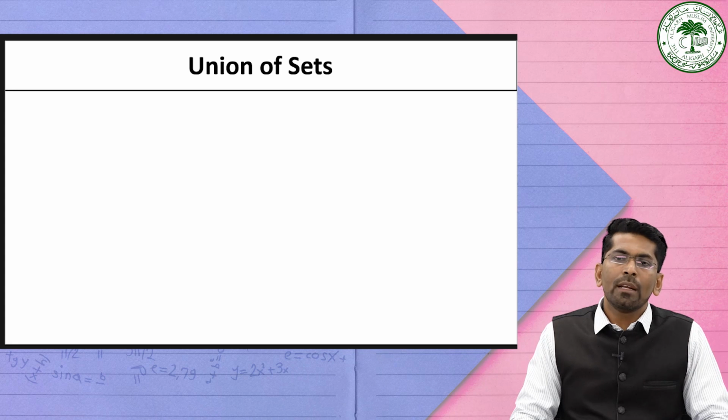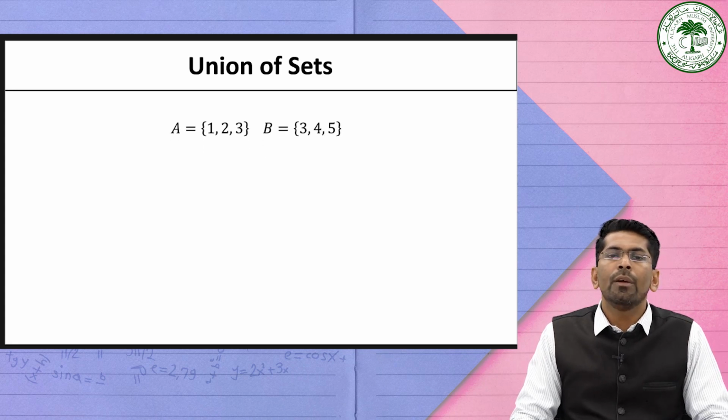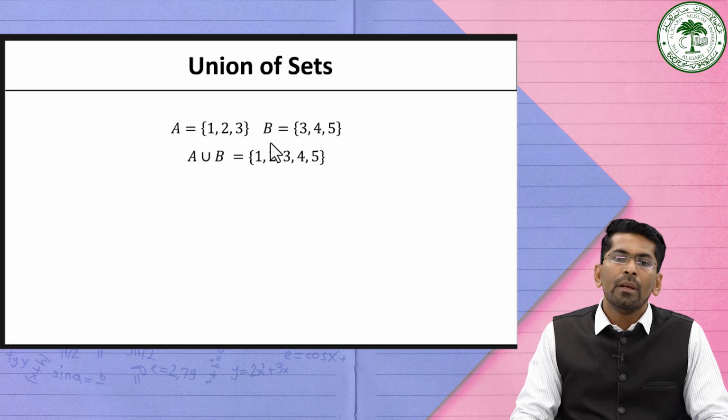Now we are going to consider one example. If we have two sets, set A equal to {1, 2, 3} and set B equal to {3, 4, 5}, then the union, A union B, would be {1, 2, 3, 4, 5}, as it includes all unique elements from both sets without writing the repeated elements. So this is A union B, considering set A and set B.